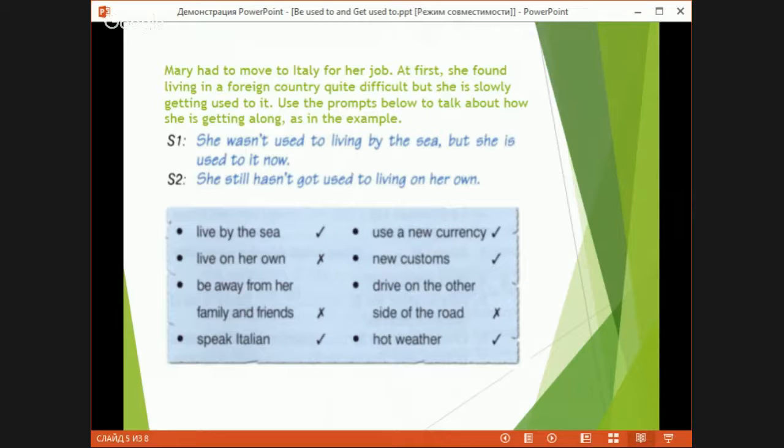Use a new currency. It's okay. New customs also okay. So what we can say? She wasn't used to using new currency and to new customs, but she's used to them now. Drive on the other side of the road. So she moved like from England, I suppose. It's not normal for her. So we can say she still hasn't got used to driving on the other side of the road. And the last one, hot weather, it's okay. She wasn't used to hot weather, but she's used to it now.